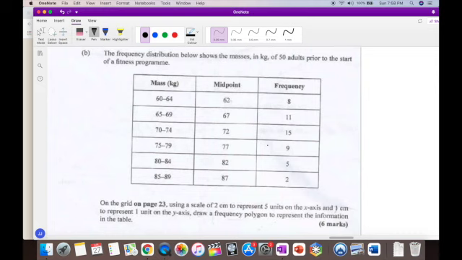The frequency distribution below shows the masses in kilograms of 50 adults prior to the start of the fitness program. Okay. So we can see here this is a frequency distribution, and if we do a cumulative frequency, we should get 50 at the bottom here because it's 50 adults, right?